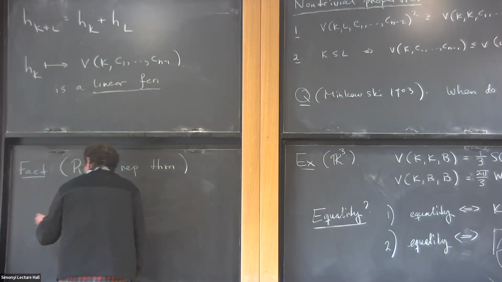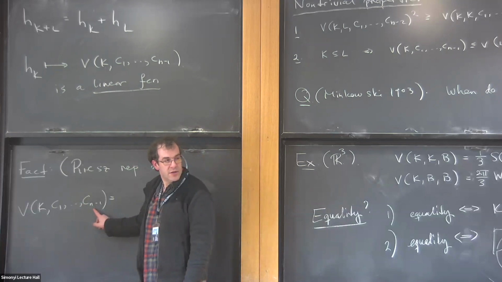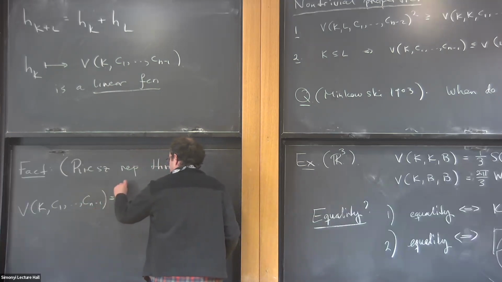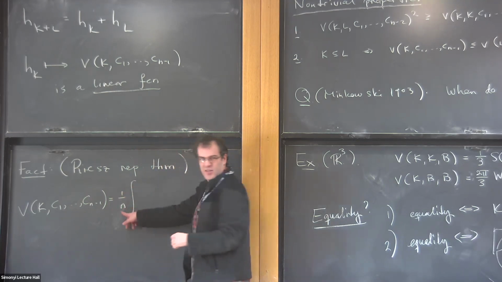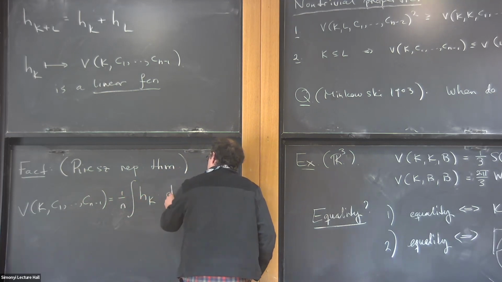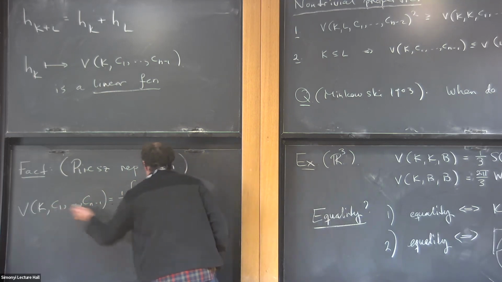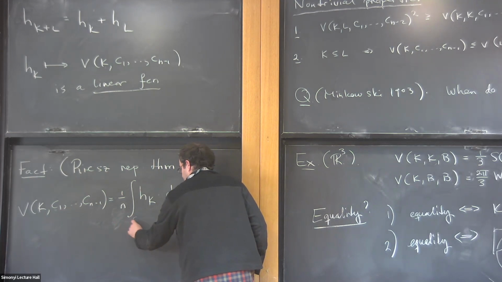So the upshot of this story is that we have a representation of mixed volumes. For every choice of convex bodies C1 to Cn-1, there exists a measure with which I can represent the mixed volume. It is customary to write 1 over n here, where n is the dimension, but that just doesn't help. It's a customary normalization. It's the integral of the support function of K with respect to some measure which depends only on these other bodies. And this integral is over the sphere.